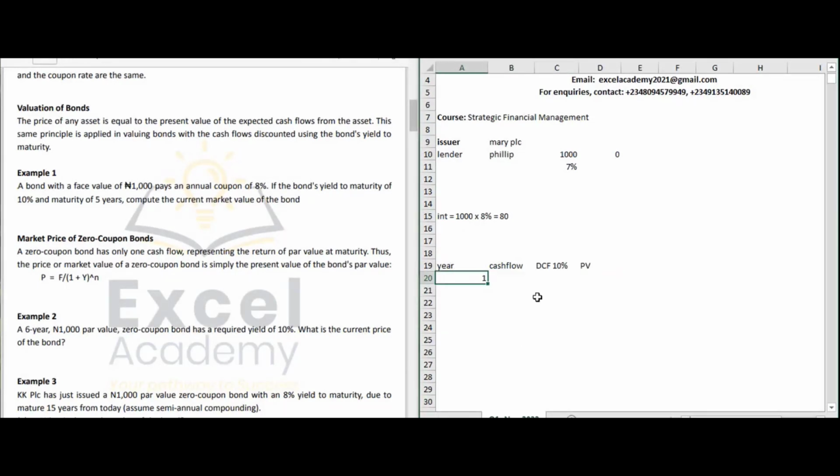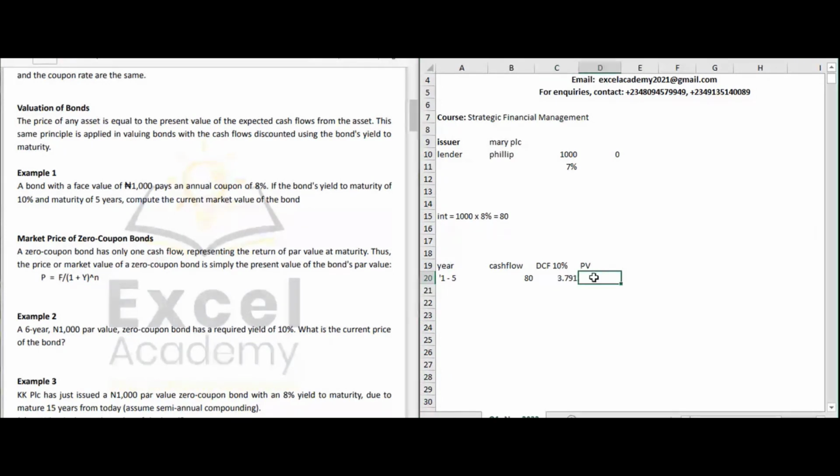The first one we have is year 1 to 5. So for year 1 to 5, we know the cash flow will be 80, which is the interest. Now, what we are using here is our cumulative discounting factor. Now, what is the cumulative discounting factor for year 1 to 5 at 10%? We all know the formula to use now, right?